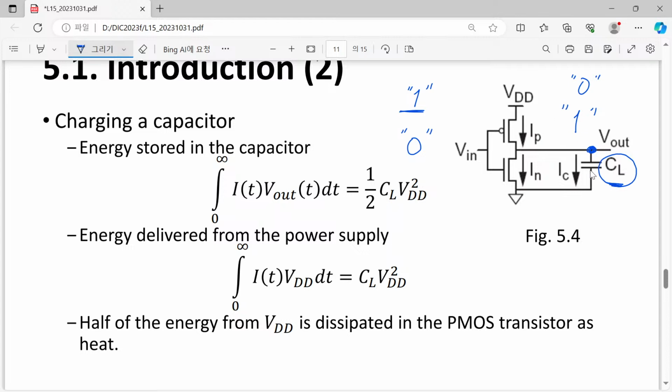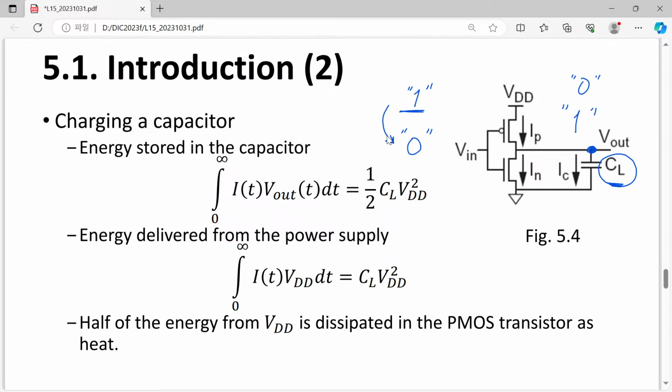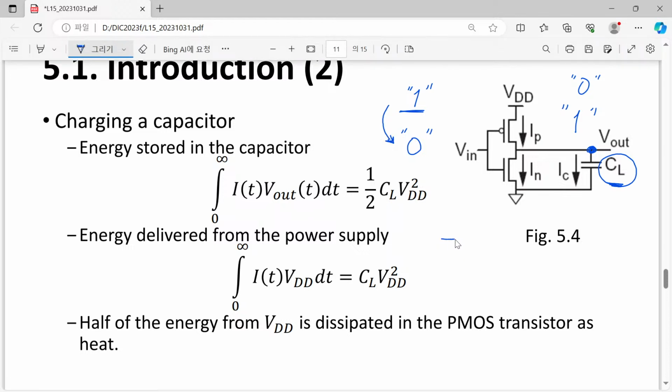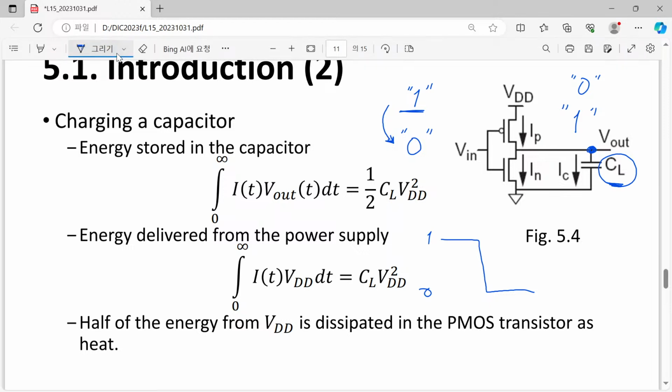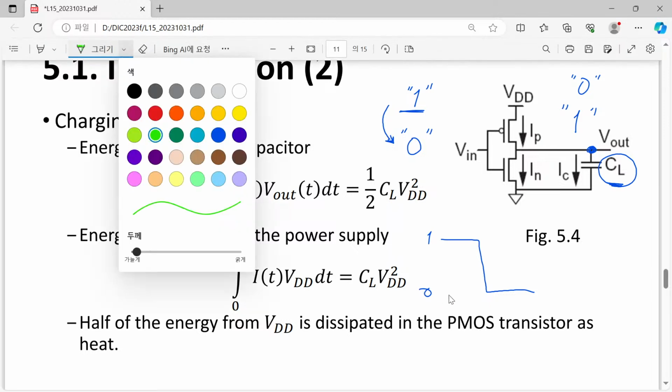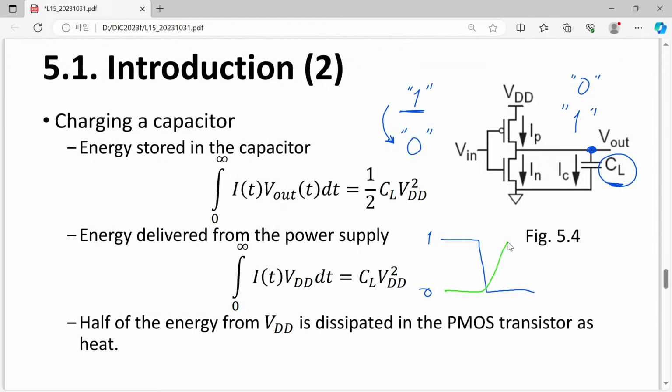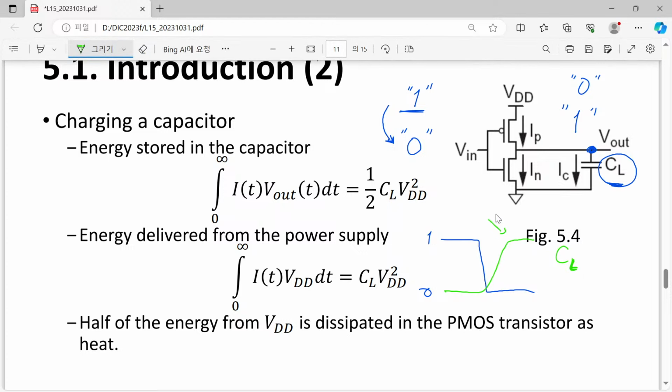The capacitor is empty. After that, when we abruptly change our input voltage from 1 to 0, our output will respond in this way. Now it is increasing, and since this is our capacitor voltage, the output voltage, this is the charge phase. Everybody can understand this quite easily.